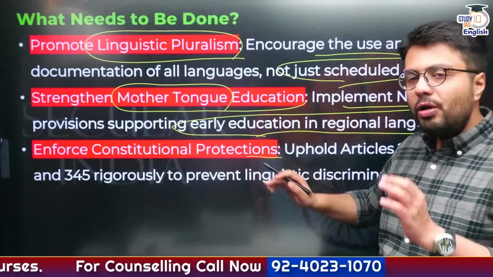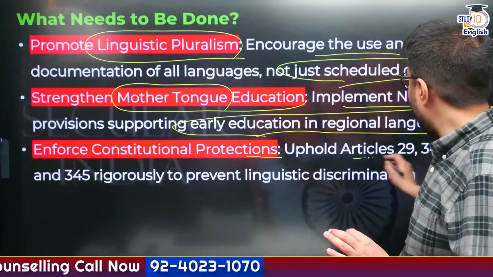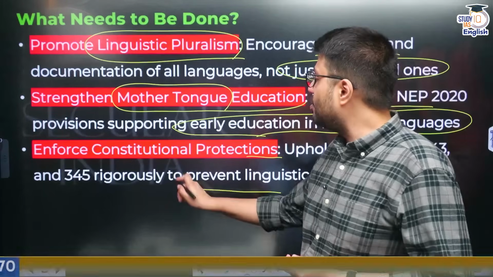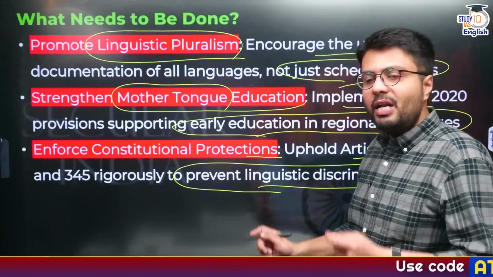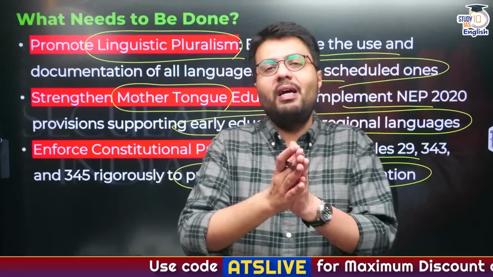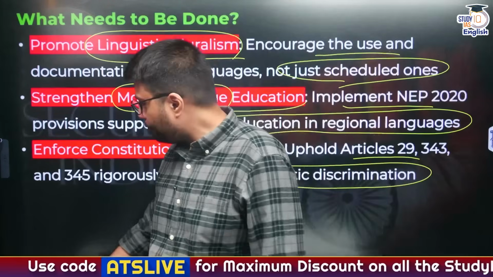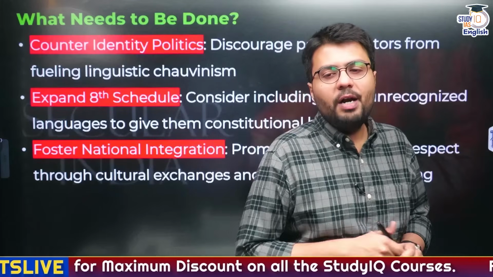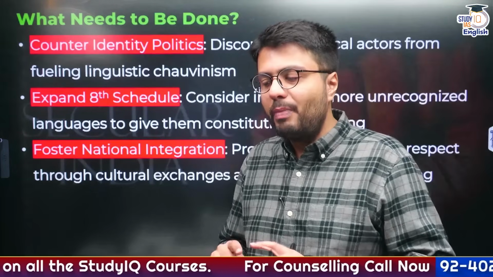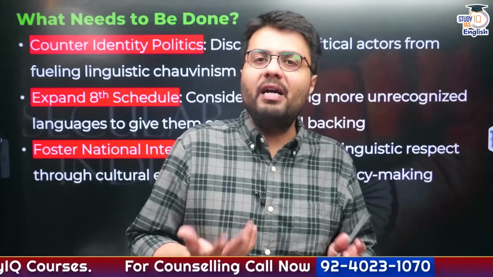Similarly, we also need to ensure constitutional protections. We need to uphold, first of all, Articles 29, 343 and 345 rigorously so as to prevent linguistic discrimination and ensure that people are not subjected to violence despite the fact they can't speak the local languages, okay? Also, what you need to understand, we need to counter identity politics. See, for one election or two, if this matter arises, it cannot be that divisible.